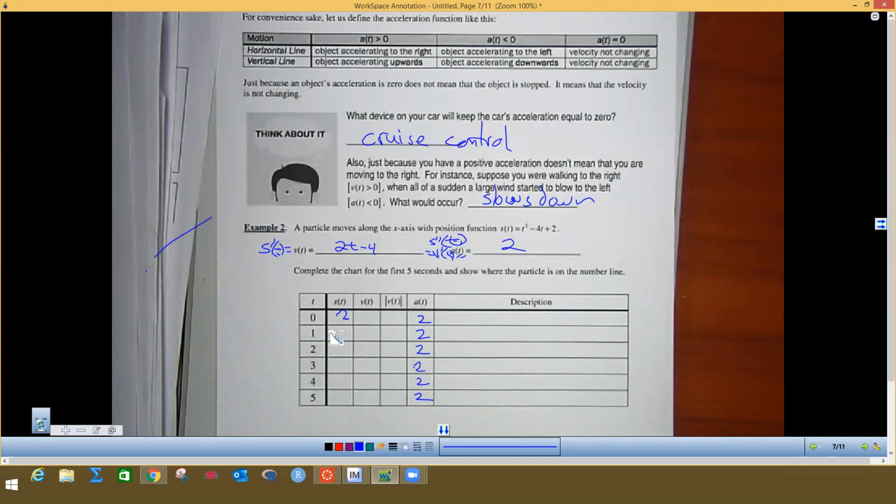So this should give me -1. This should give me -2. This should give me -1. This would give me 2, and this would give me 7. And then we're going to take all these numbers and plug them in here. So if I plug 0 in here, 2 times 0 minus 4 gives me -4. And likewise, we're going to plug all the rest of these numbers into velocity. And we would get -2, we would get 0, we would get 2, 4, and 6.